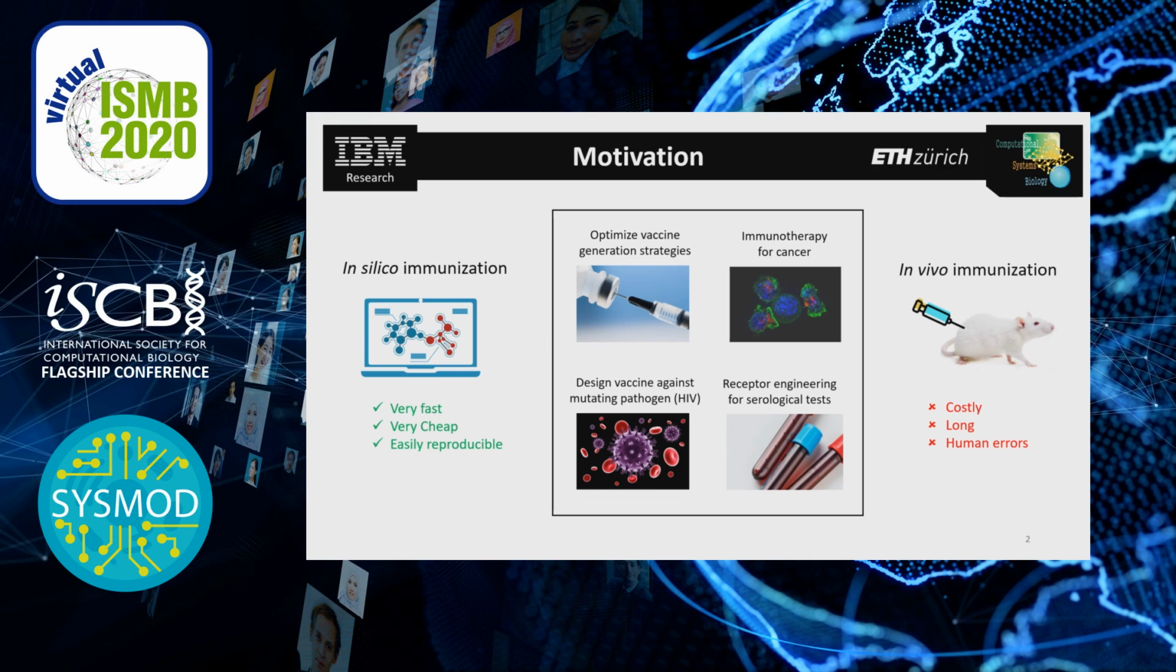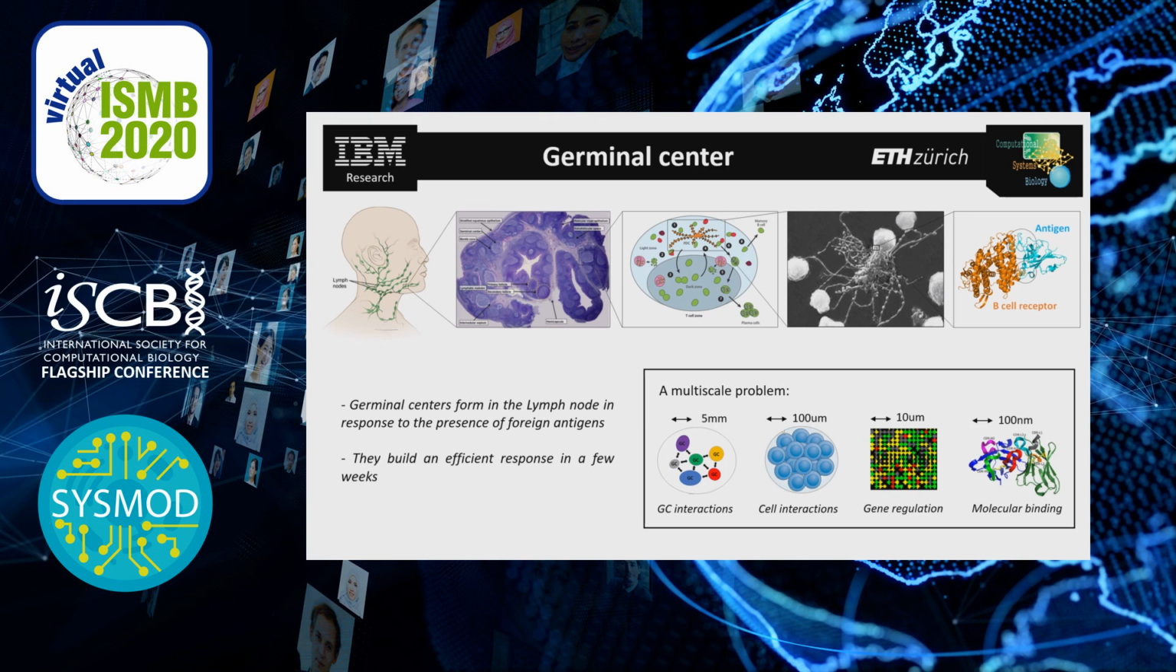So first, the motivation for our work is, our aim is to do in silico immunization, which could be very useful, for example, to develop immunotherapy for cancer or optimizing vaccine strategies. And such a model would be very efficient compared to in vivo immunization. Typically, in mice, it takes a month to test a vaccine, whereas in a computer, it takes only a few hours of simulation. Of course, such an objective is very challenging, and today we focus on a specific part of this immune response, which is the germinal center.